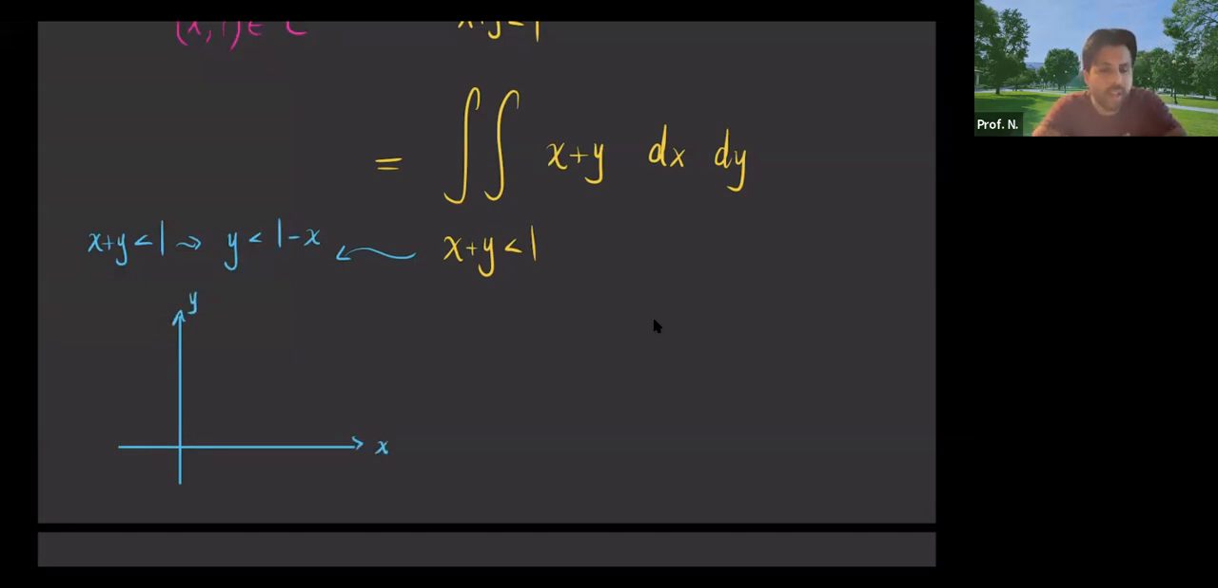Isn't that a line where the y-intercept is 1 and the slope is negative 1? So doesn't it look something like this? Isn't this the dotted line, when y equals 1 minus x? But we want to find out what is y less than 1 minus x. But what is that? Isn't this all this area underneath?